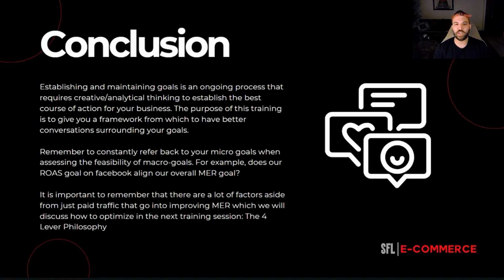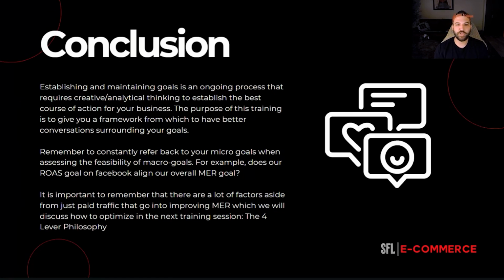Remember to always refer back to your micro level goals when you're assessing the feasibility of your macro level goals. For example, if you've determined you need a certain MER, is the ROAS goal that you've set for your Facebook ads team or your Google ads team conducive to achieving that MER? Or does it need to be adjusted based on the way things are actually playing out in real time?